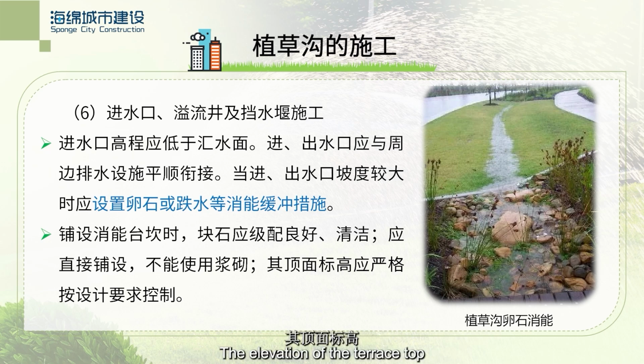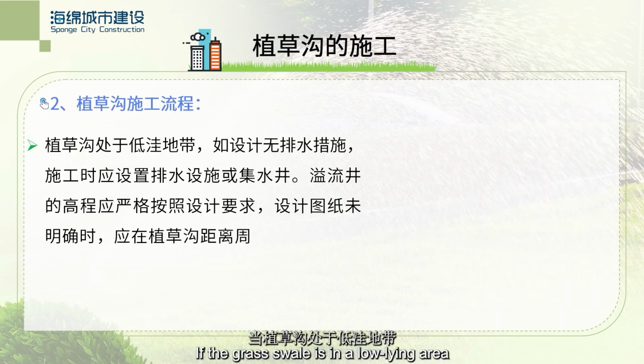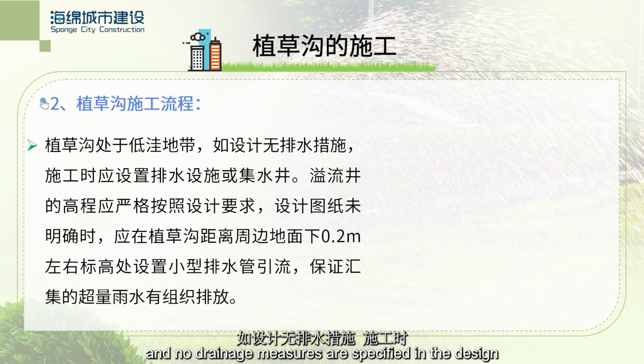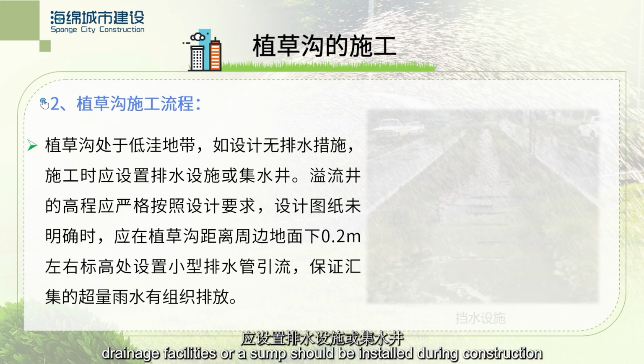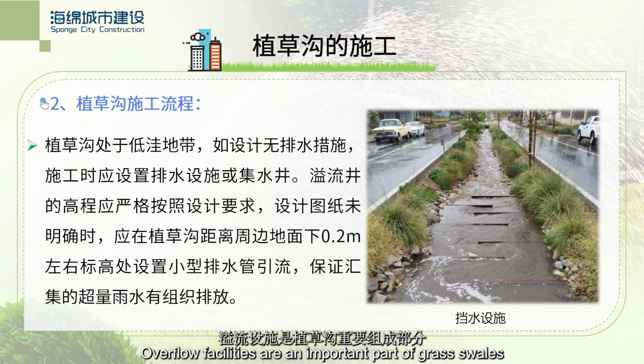The elevation of the terrace top should be strictly controlled according to design requirements. If the grass swale is in a low-lying area, and no drainage measures are specified in the design, drainage facilities or a sump should be installed during construction. Overflow facilities are an important part of grass swales.